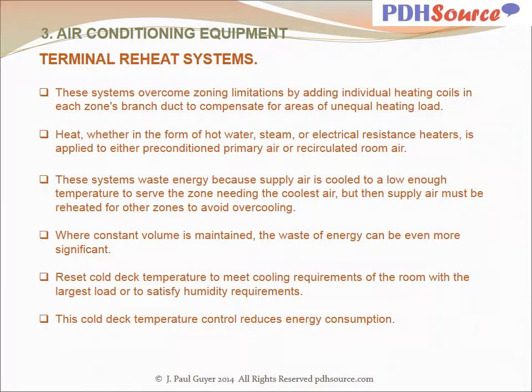Another category of units is the terminal reheat systems. These systems overcome zoning limitations by adding individual heating coils in each zone's branch duct to compensate for areas of unequal heating load. Heat, whether in the form of hot water, steam, or electrical resistance heaters, is applied to either preconditioned primary air or recirculated room air.